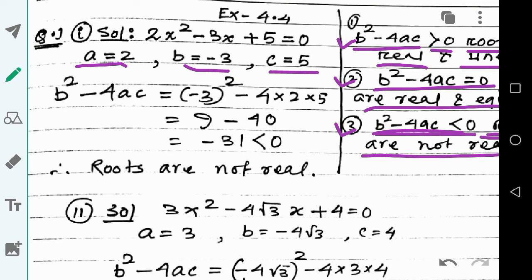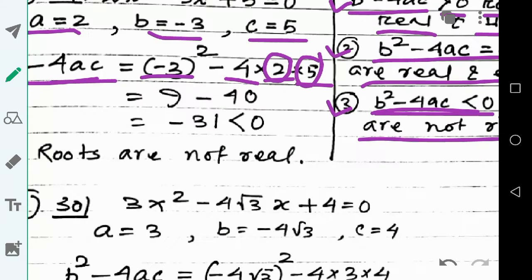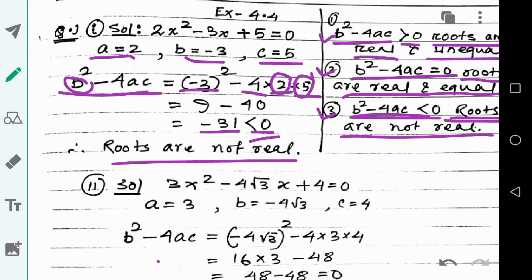Now let us determine the value of b square minus 4ac. Put the value of b here, that is minus 3 square, minus 4ac, 4 into 2 into 5. The value of a is 2, the value of c is 5. If you evaluate this, then you will get minus 31, which is less than 0. That means there is no real solution, so roots are not real. This is the nature of the roots. So let's move on to the next question.